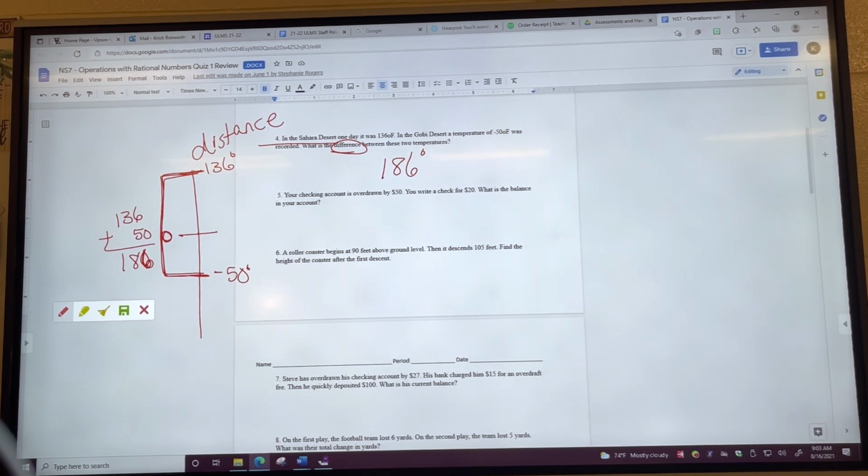Your checking account is overdrawn by $50. What does overdrawn mean?